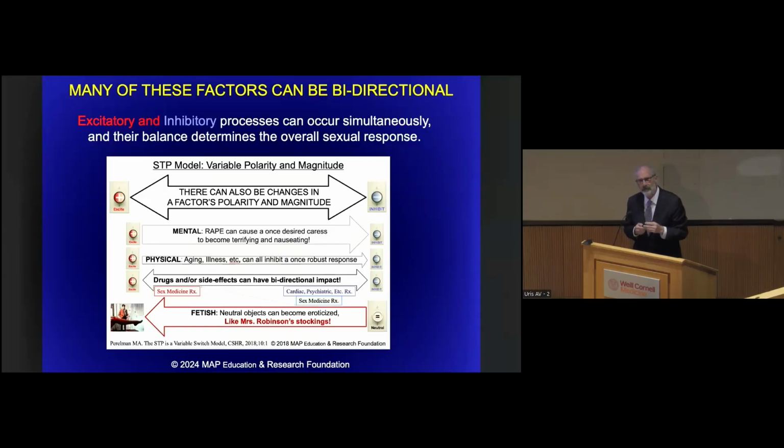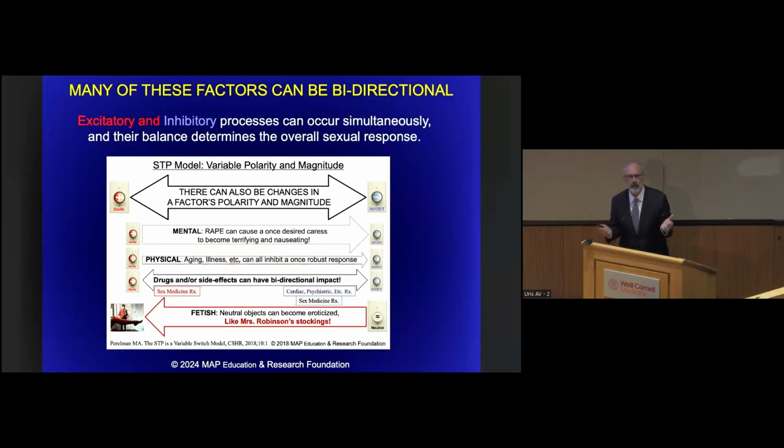Many of these factors are bidirectional. Excitatory and inhibitory processes can occur simultaneously, in fact. You can have both going on at the same time, and their balance determines the overall sexual response. So changes in polarity and magnitude can be bidirectional. For instance, mentally, a once desired touch, like we were just talking about on the subway, can become traumatizing after rape. Feeling great helps, illness inhibits. Despite that person having the exact same genetics they were born with.